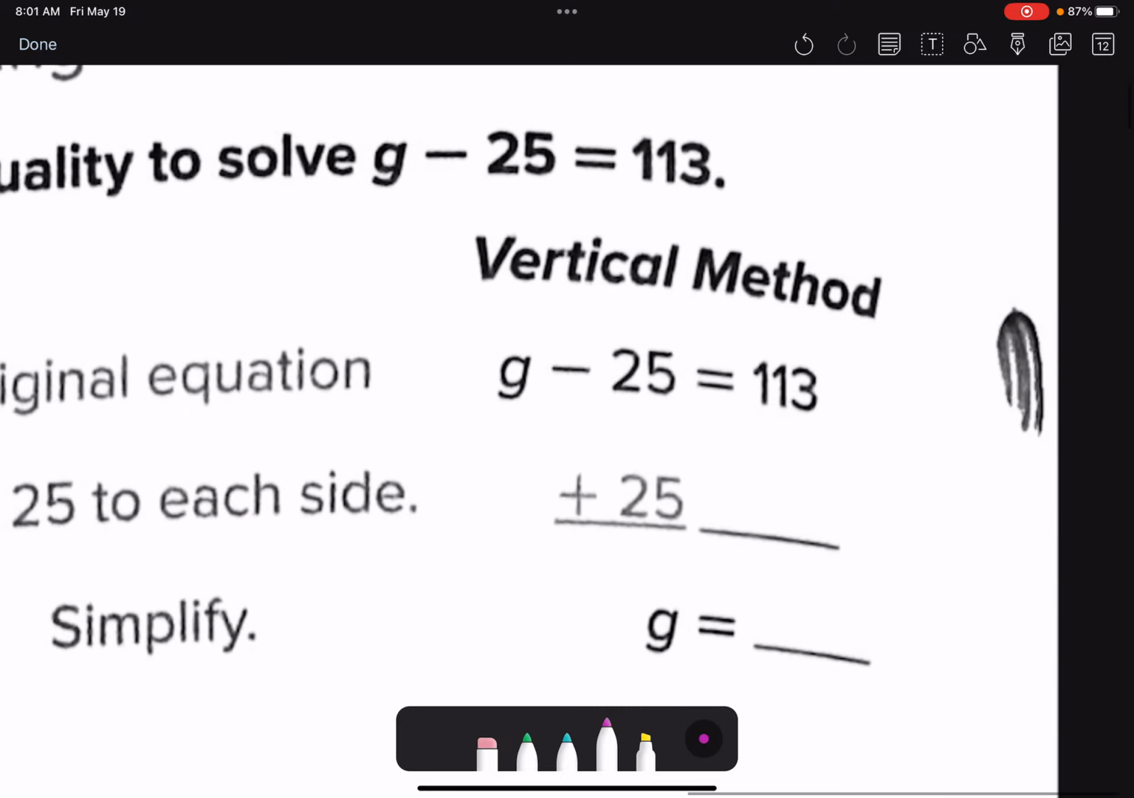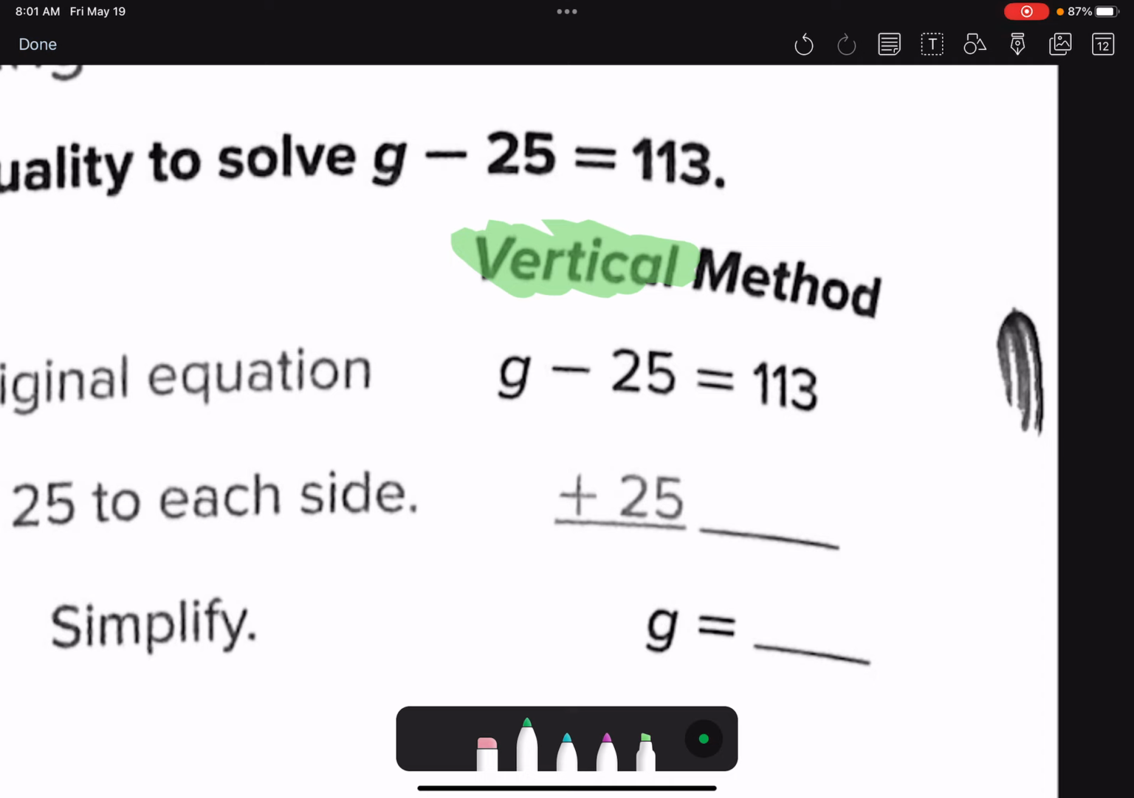Now, this is the vertical method, and the vertical method tends to be the way that most students like to do this, okay, because it's easy for you guys to add and subtract on the other side. So same idea, go through the checklist, no like terms on the left, no like terms on the right. I only have one variable, so I don't need to move it. Now it's time to move numbers.